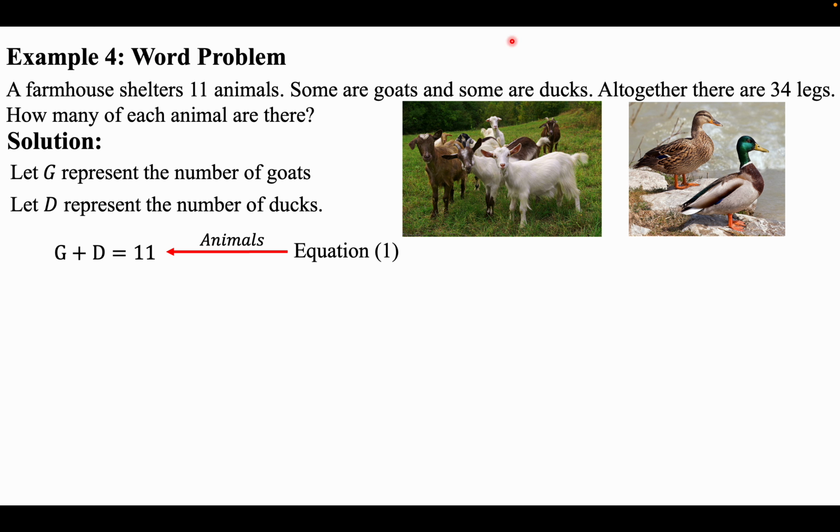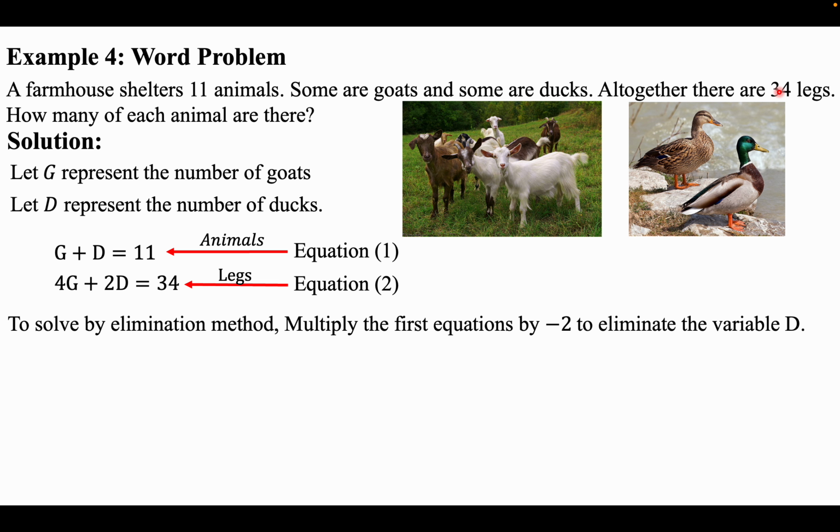The second one is going to deal with the number of legs, right? A duck has 2 legs and a goat has 4 legs. So that means 4G plus 2D should equal the total legs, which is 34. And now we have two equations with two unknown variables. We can either use substitution or elimination method. Let's go ahead and use elimination method.